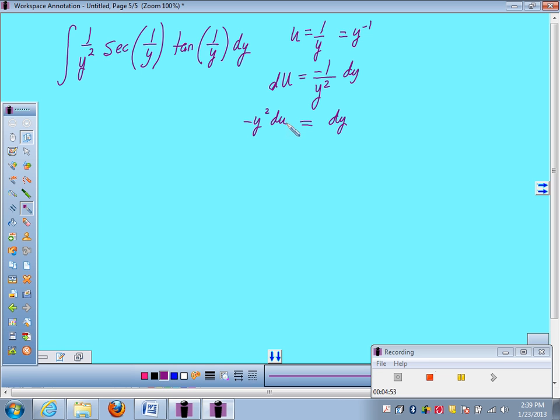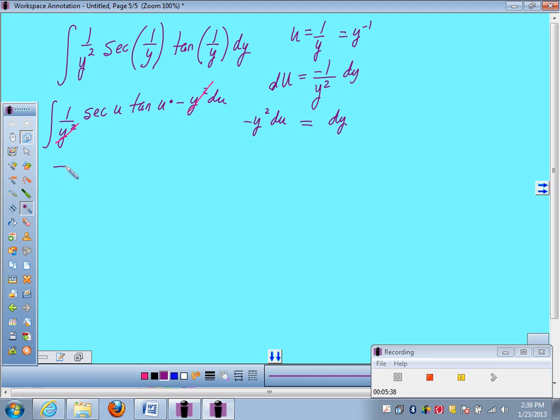And then over here, do I leave this 1 over y squared that was up front? Yes. And that would be secant of what? Secant u, tangent of u, and then negative y squared times du. Look, the y squareds cancel out. What do I do with the negative? Just throw it out front.